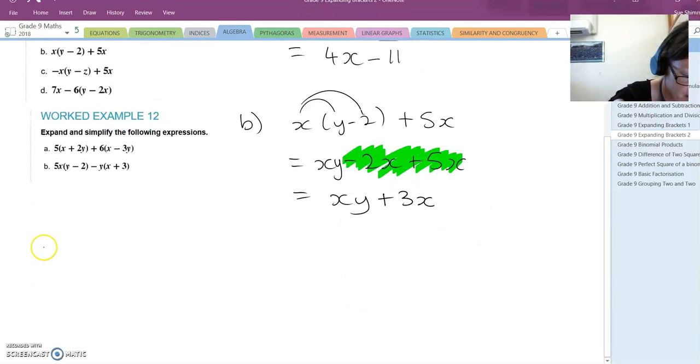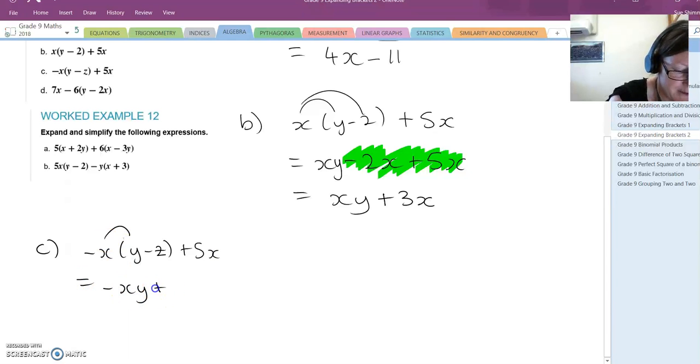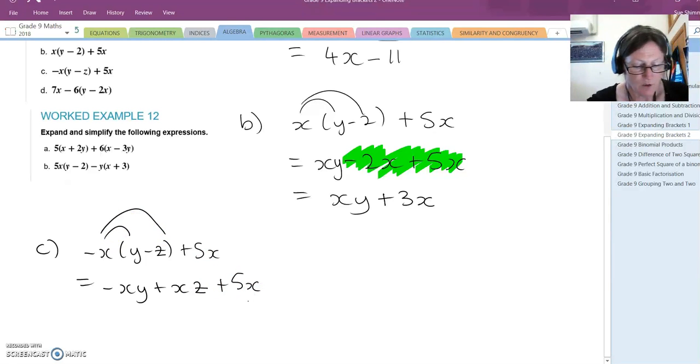Example C. So expand my brackets first of all, and when I expand my brackets, negative xy plus xz plus 5x, and I look, there's no like terms there, so that's all I can do. All those terms are different pronumeral parts, so I can't combine anything.